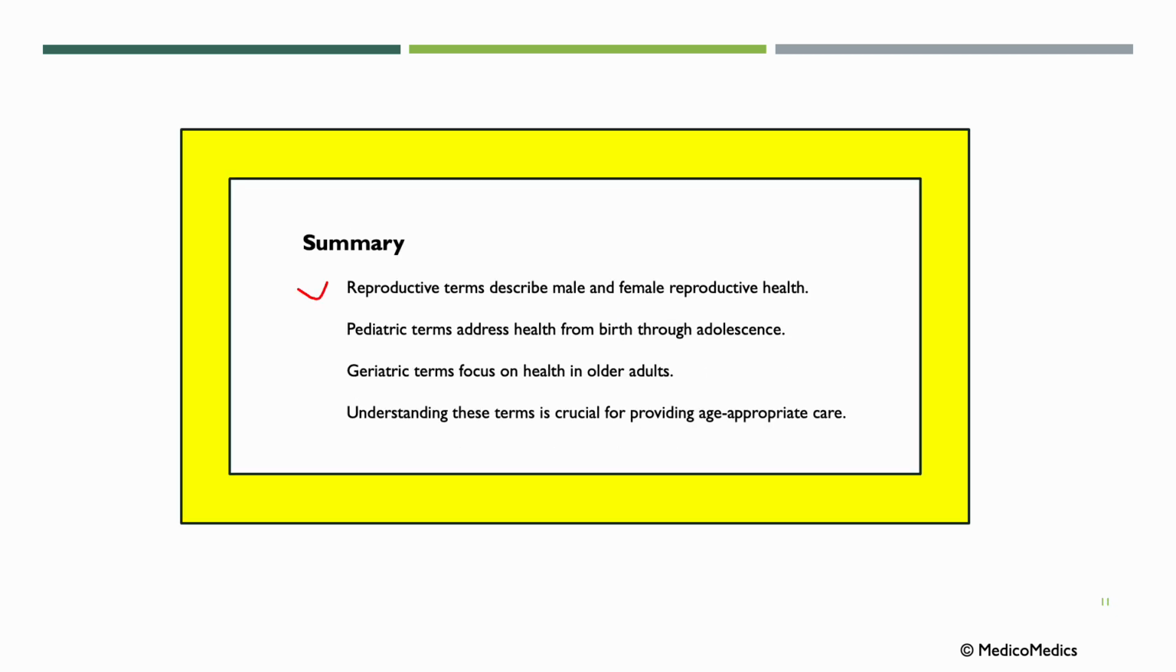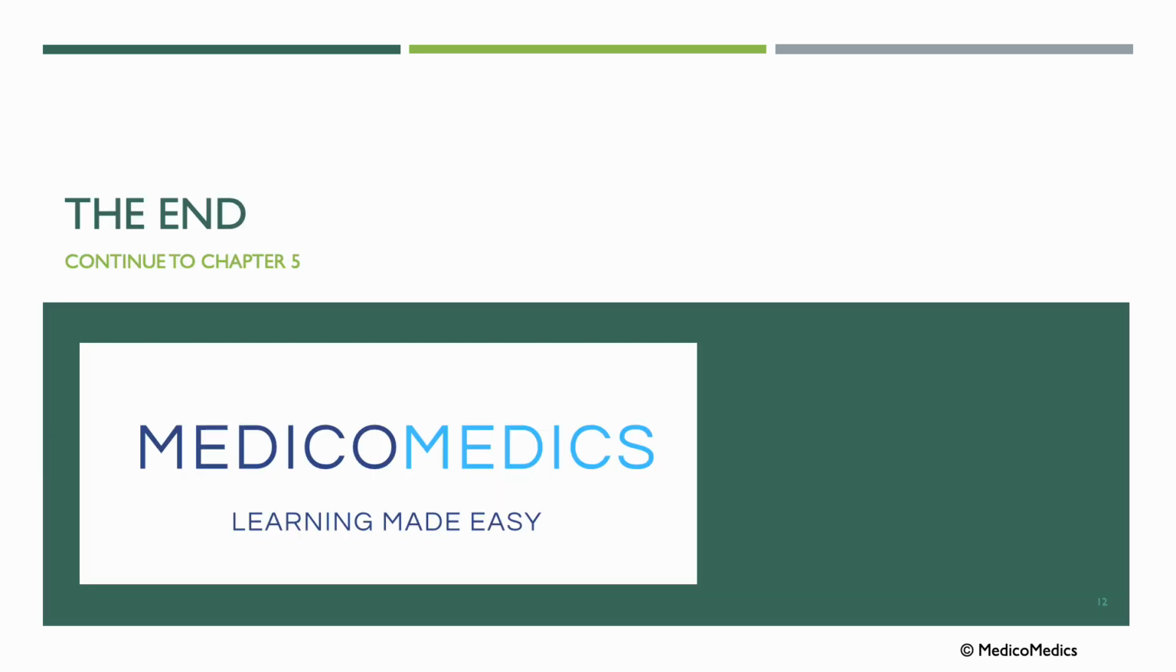So in summary then, the reproductive terms describe male and female reproductive health. Pediatric terms address health from birth through adolescence. Geriatric terms focus on health in older adults. So understanding these terms is crucial indeed for providing age-appropriate care. And that's the end of this lecture. Continue now to Chapter 5.